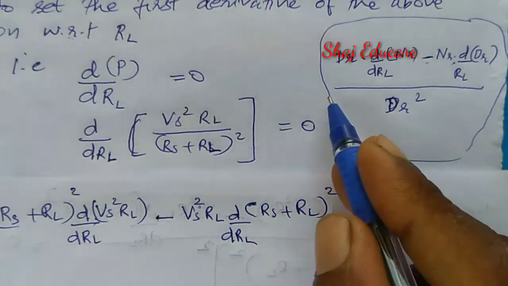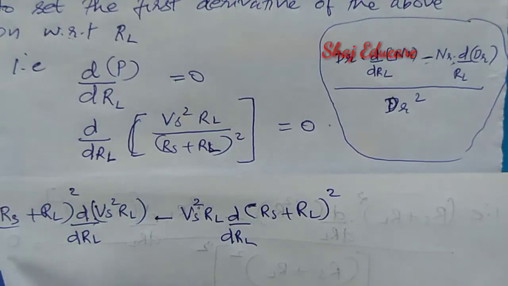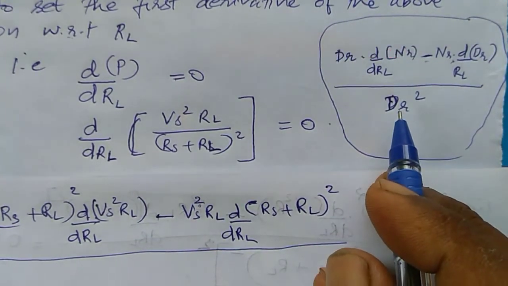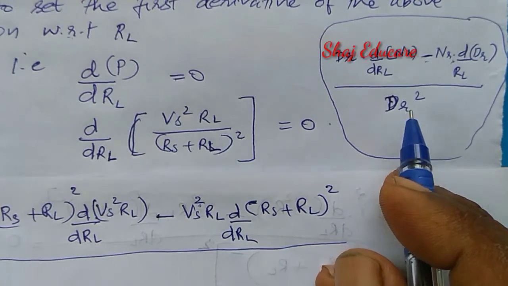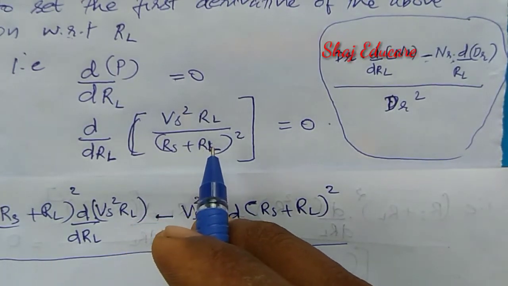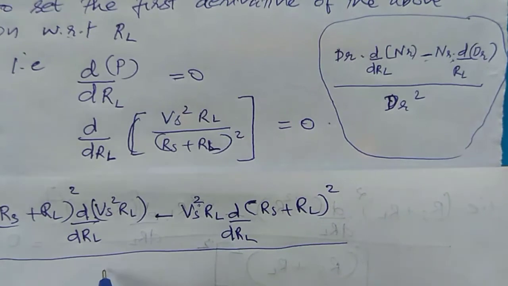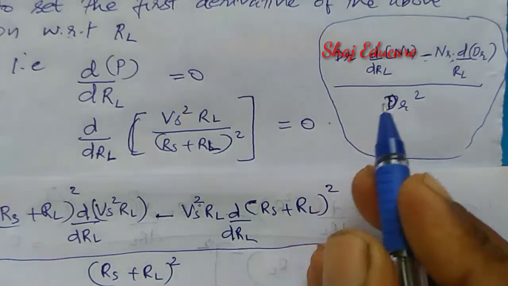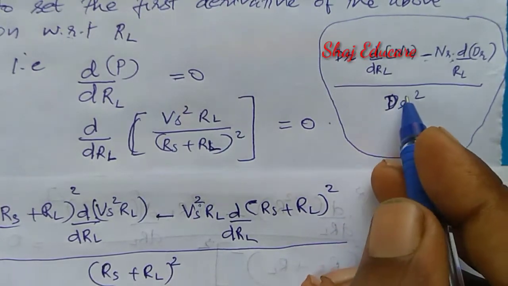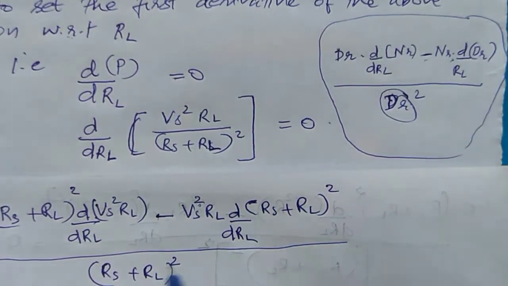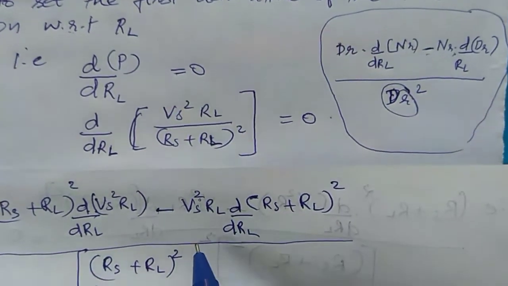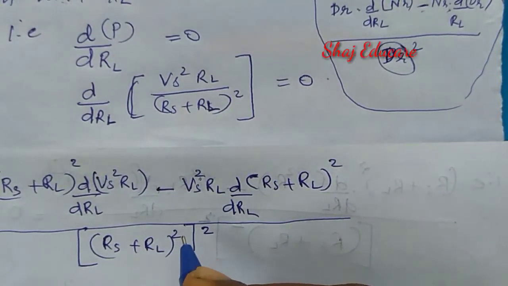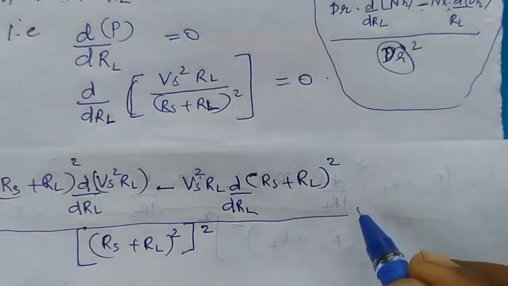Then all divided by the square of the denominator. The denominator is (RS plus RL) all square, so we have to take the square of this denominator again. Then that should be equal to 0.